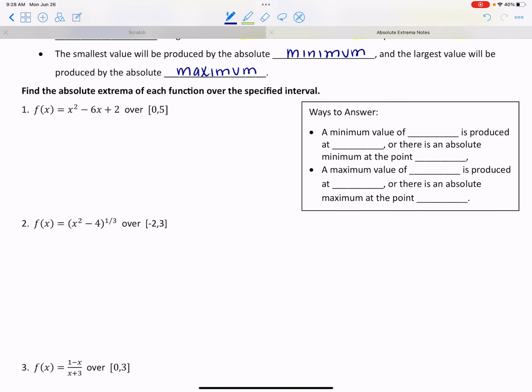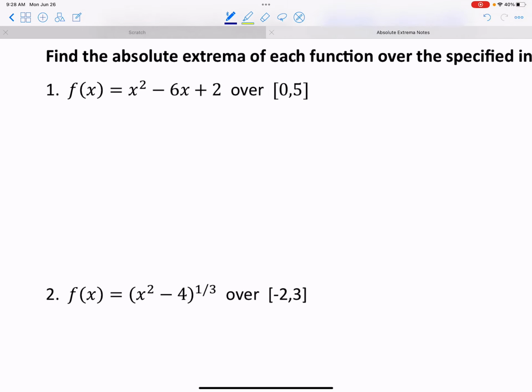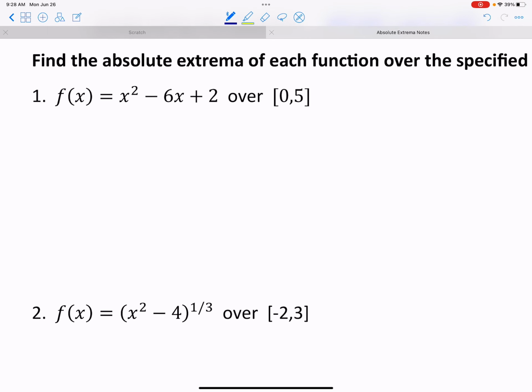So without graphing, by using algebra, let's find the absolute extrema of each function over the specified interval. So here's a quadratic function. We're just looking at the interval from 0 to 5. Remember, this is an x value and this is an x value. So starting at x equals 0, going to x equals 5, do we have any absolute extrema? Yeah, we do. Let's find them.